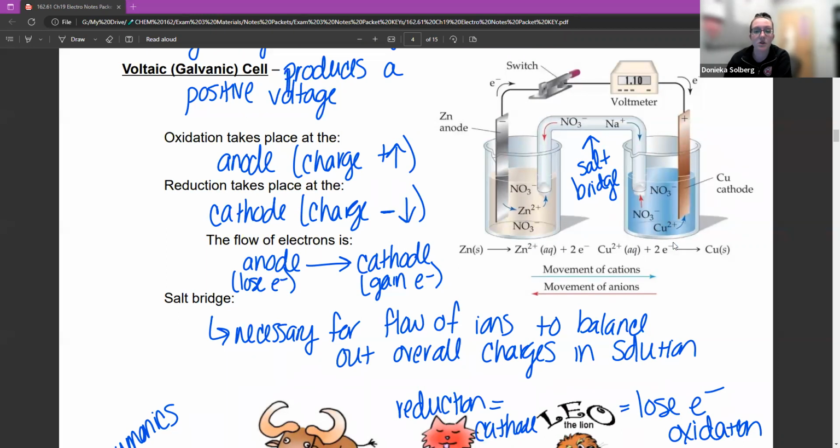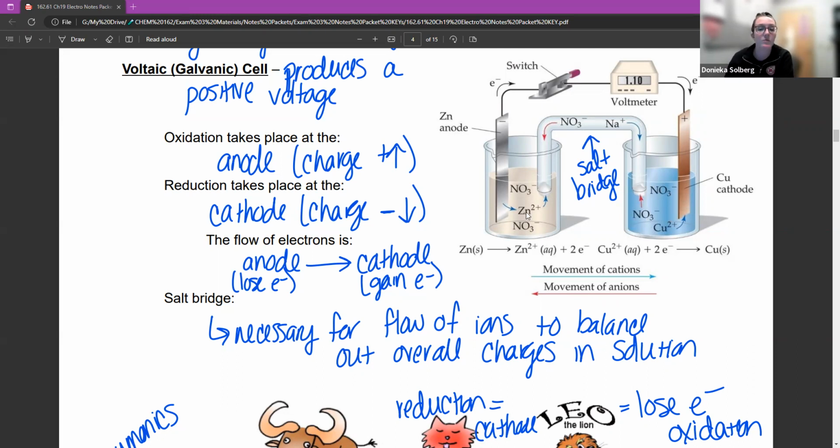And if I'm continually using up my copper 2+ over here, I'm going to end up with a really negative solution over here. And the universe is not happy with that. You can't have just a beaker of positive ions. It's very, very unstable. It's not going to happen. So we have to have a salt bridge where these ions, the nitrates and the sodiums, can move back and forth to balance out that charge.